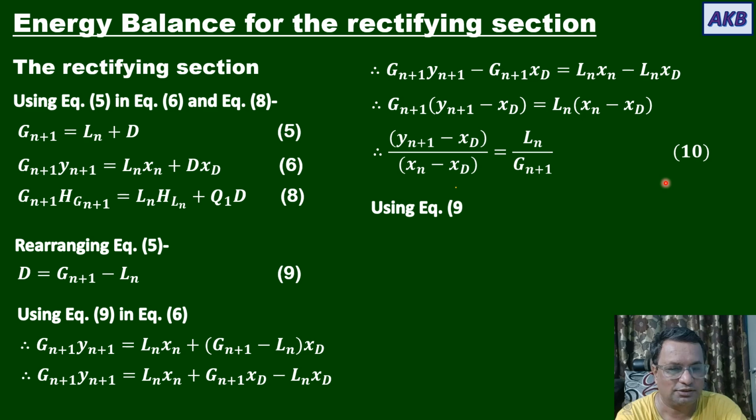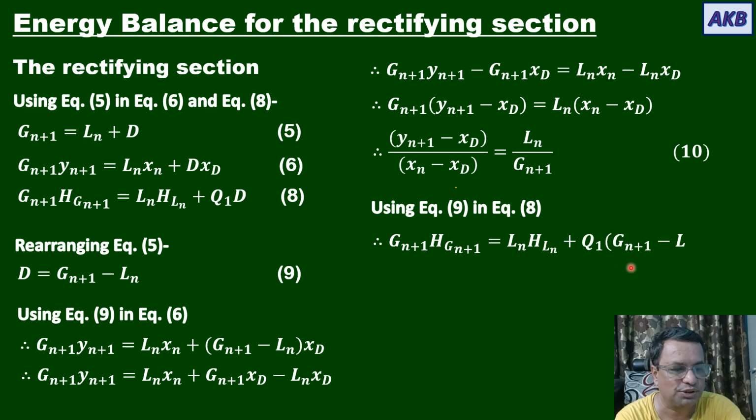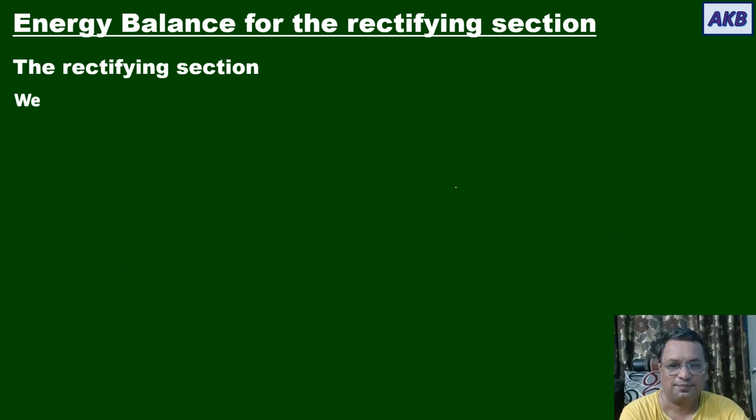Okay. Now let us use equation number 9 in equation 8. That means in place of D we are going to use equation number 9. So it will be Gn+1 HGn+1 = Ln HLn + Q1 D. Now D is replaced with Gn+1 minus Ln. In the next step, Q1 will be multiplied with the bracket. So it will be Gn+1 HGn+1 = Ln HLn + Q1 Gn+1 minus Q1 Ln.